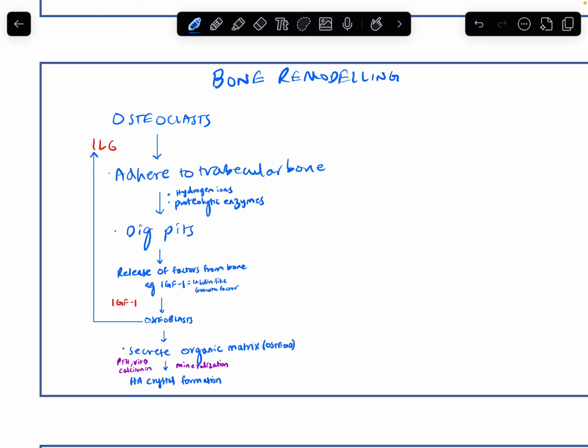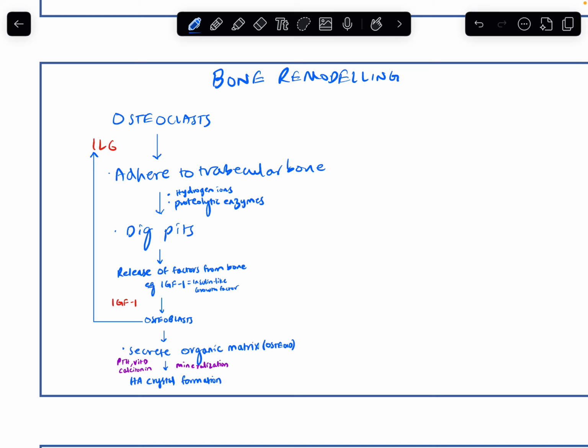activate osteoblasts, and these osteoblasts in turn secrete the organic matrix of the bone, also called osteoid, and this osteoid gets mineralized with the help of different hormones. Parathormone, vitamin D and calcitonin have an additive or negative effect, which we will discuss later on in the subsequent episodes about each of these drugs separately.